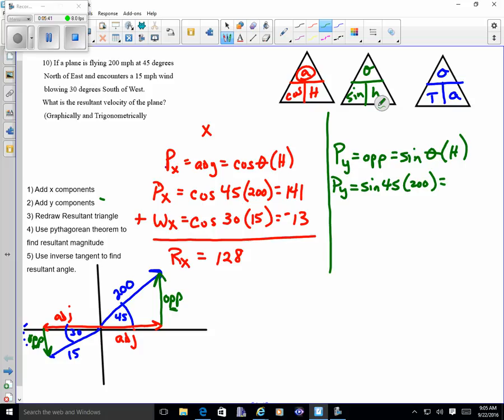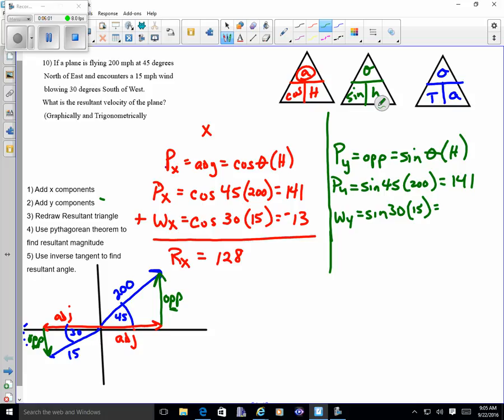Then we're going to do the same thing for the wind. Uh-oh, I just put, that was dumb. So I'm going to put W for wind in the y direction. Now we're going to do the sine of 30 degrees times 15 miles an hour. That ends up giving you 7.5, but it's negative because it's going backwards.